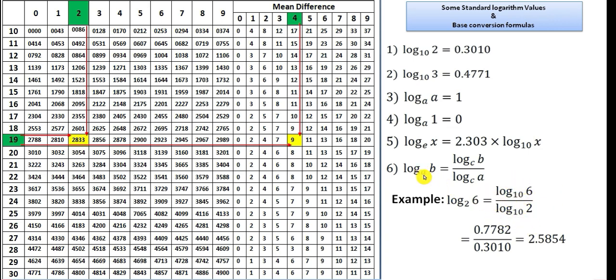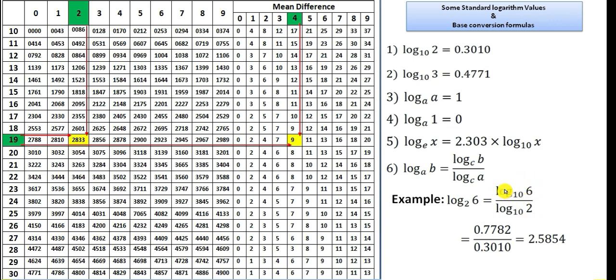So A is given as 2, B is given as 6 and C I have assumed as 10. C you can take anything. You can even assume e, or even 8, anything else, but here I have assumed 10. So by using this formula, it is log base 10 of B, where B was 6, divided by log base 10 of A, and A was 2 here, so log base 10 of 2.